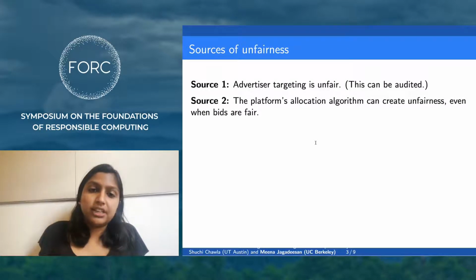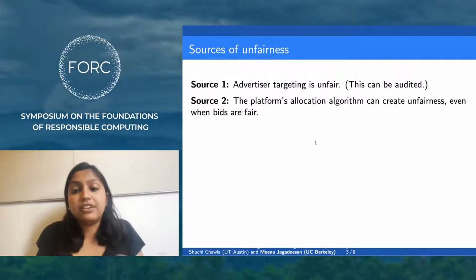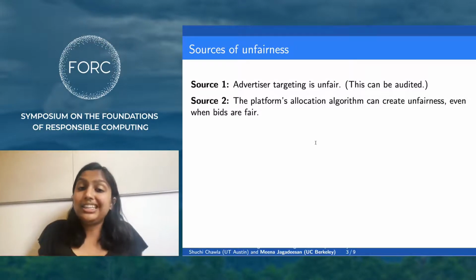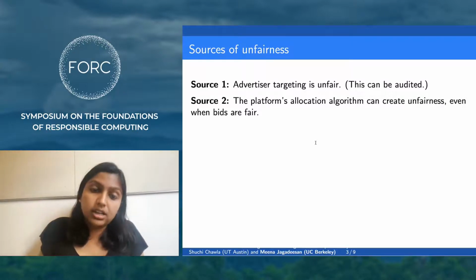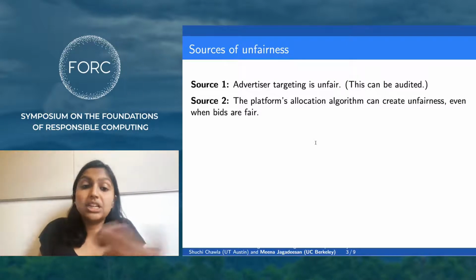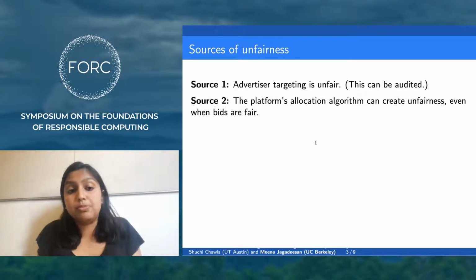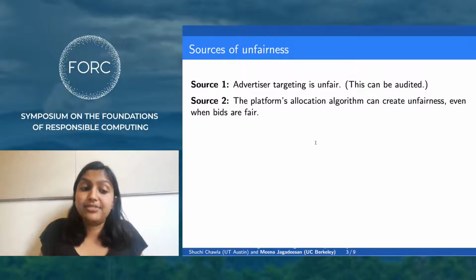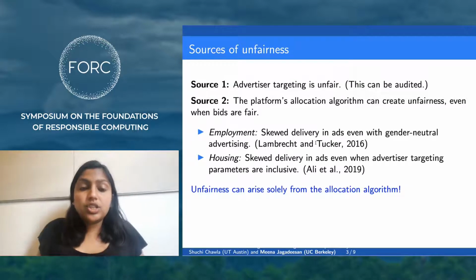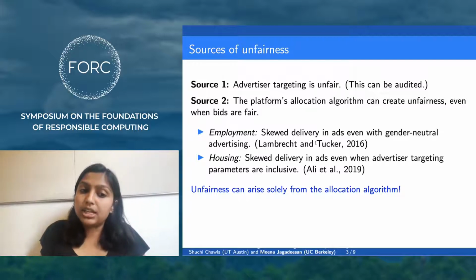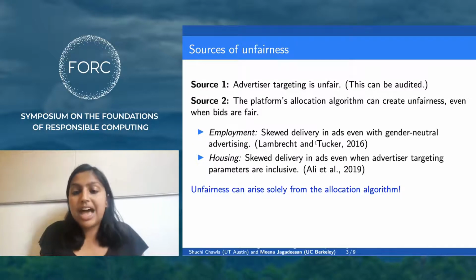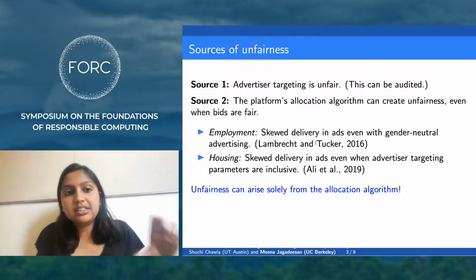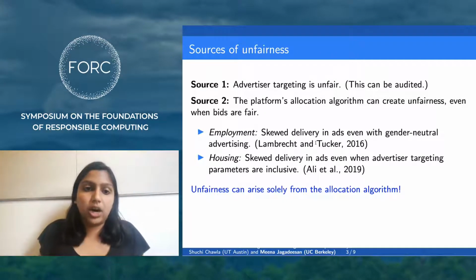Well, the first source of unfairness is that the advertiser targeting is itself unfair. This can be audited by looking at each advertiser's behavior in isolation. The second source of unfairness, which is more subtle, is that the platform's allocation algorithm can create unfairness even when the advertiser bids are fair, so even when each advertiser behaves fairly in isolation. This source of unfairness has been empirically documented in sensitive categories like employment and housing. The crux here is that unfairness can arise solely from the allocation algorithm, and eliminating this second source of unfairness is the goal of our work.